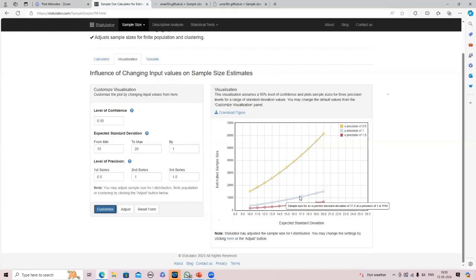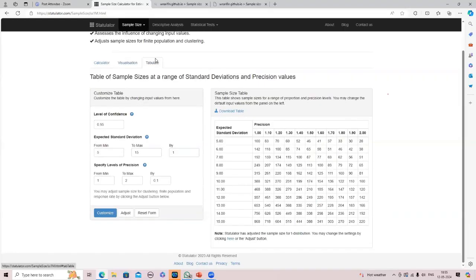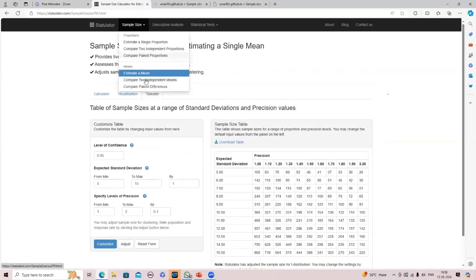There are various types of options available that you can call sensitivity analysis. Again, you can see it in tabular form also. This value is from a standard deviation of 5 and a precision of 1.1, based on which you can calculate different sample sizes. So this is for the estimation of mean, and this is for the estimation of proportion.